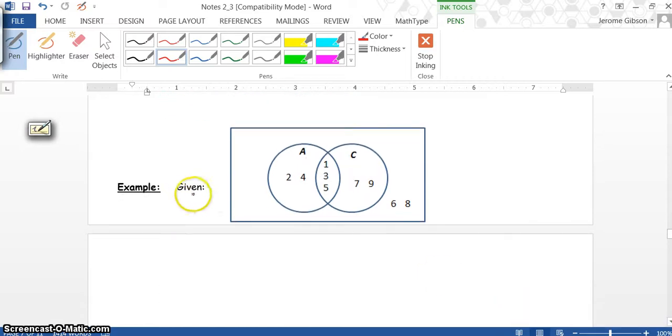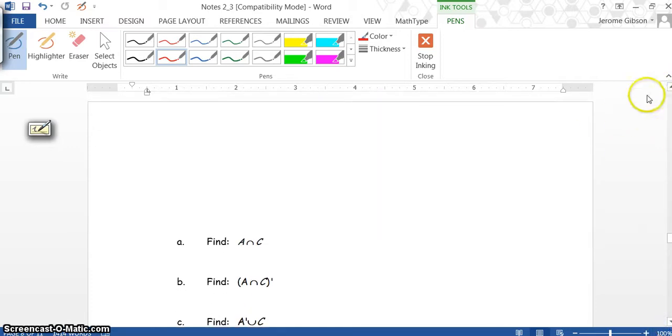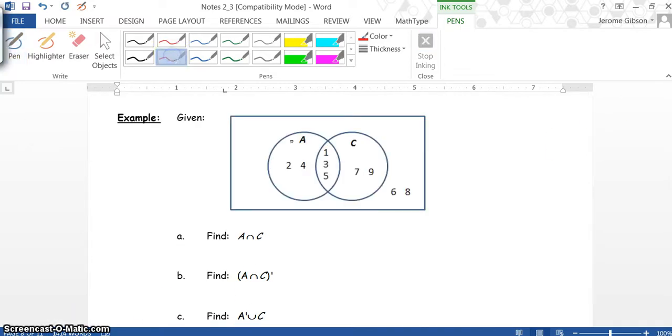Now we have another example. It says given, we have this Venn diagram here. And now we want to find A intersects C. I had to move this graph down here. But let's take a look at A intersects C. When we look here, the only place that A and C intersect is at 1, 3, and 5.